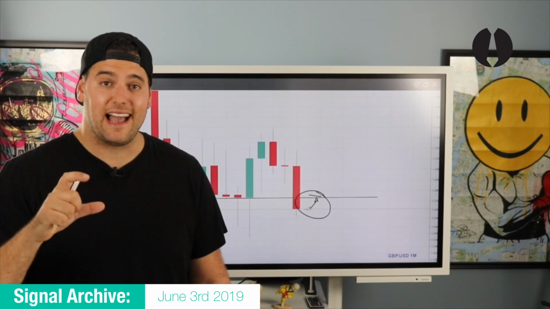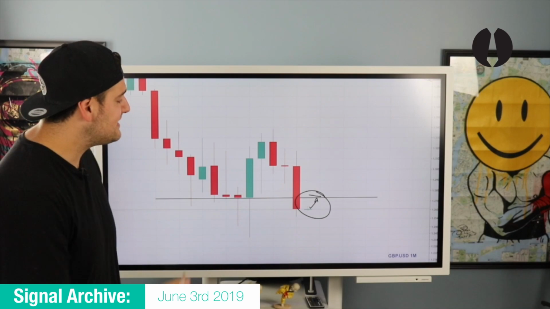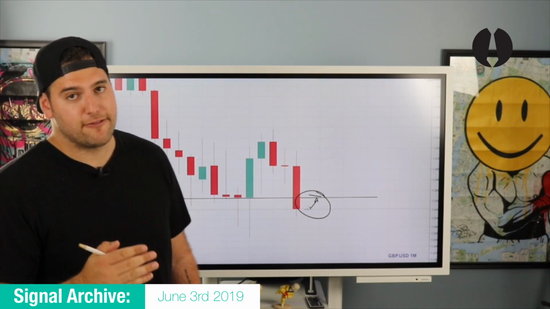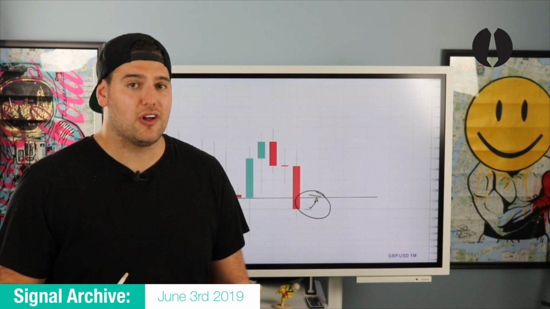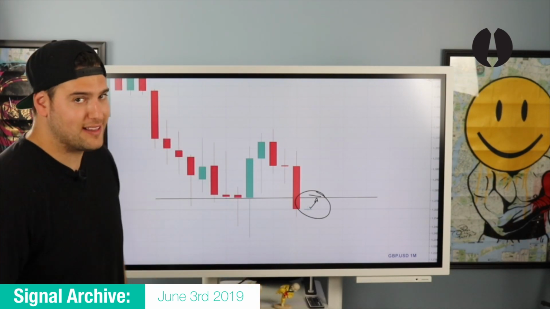That's a lot of pips to catch on this exhaustion. So this is how, on the monthly time frame, we already can identify a lower time frame potential long for exhaustion. All right, let's continue.